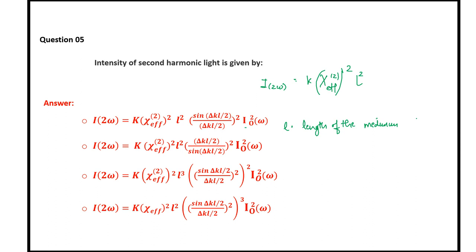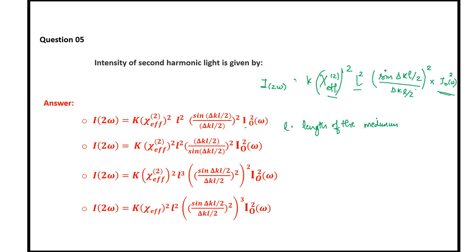Then comes the third, that is sine delta k L by 2 whole upon delta k L by 2 whole square multiplied by I naught square of frequency omega. Okay. So basically it depends on the intensity of the incident light, length of the crystal, the electric susceptibility of any order.